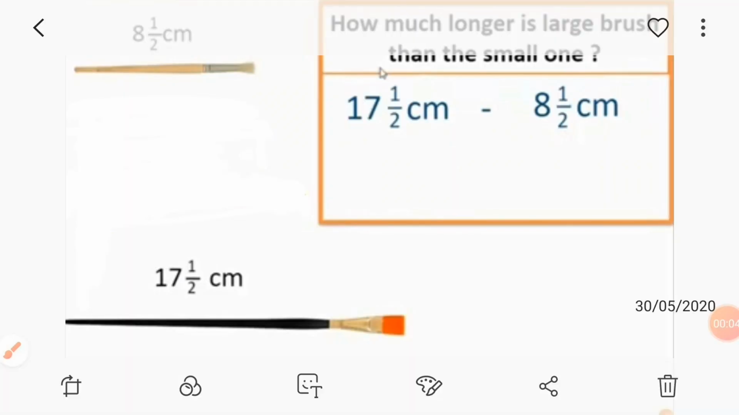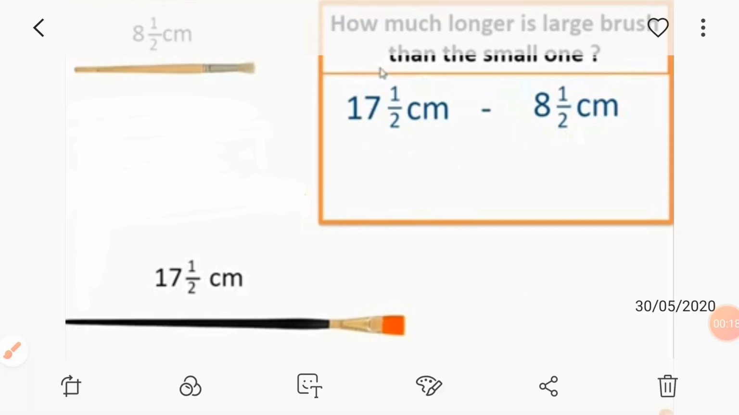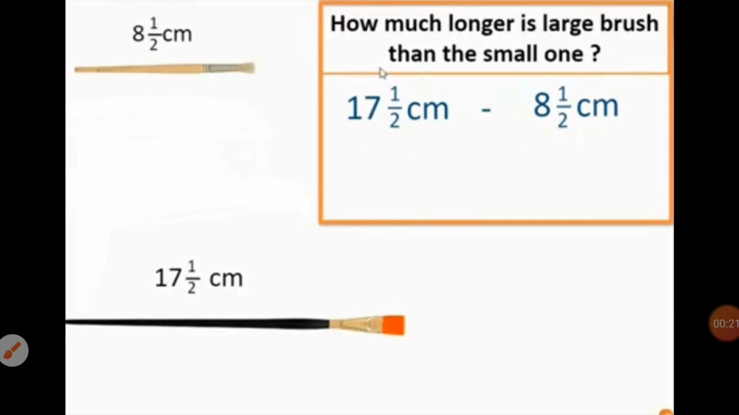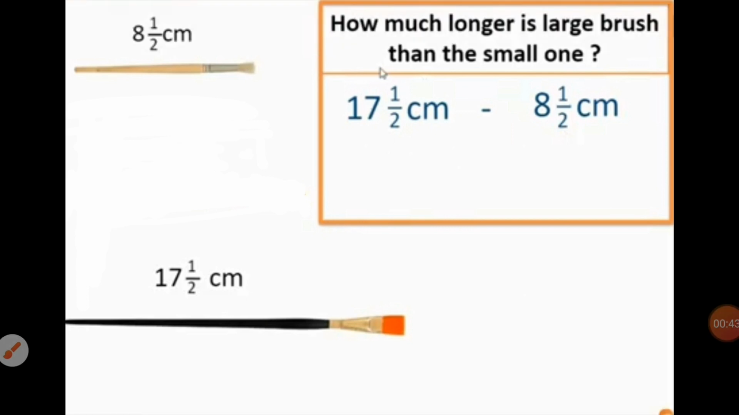Alright, we'll take one more question on subtraction before we do our classwork. This is a question on fractions. You have 2 brushes. The first brush is smaller, the length is 8.5 centimeters, while the other one, which is longer, is 17.5 centimeters. How much longer is the large brush than the small one? It means you subtract the smaller brush from the larger one. Remove the length of the smaller brush from the longer one. So you should have 17.5 minus 8.5.